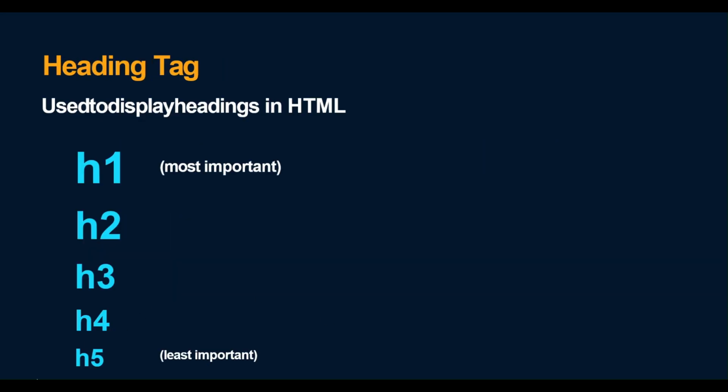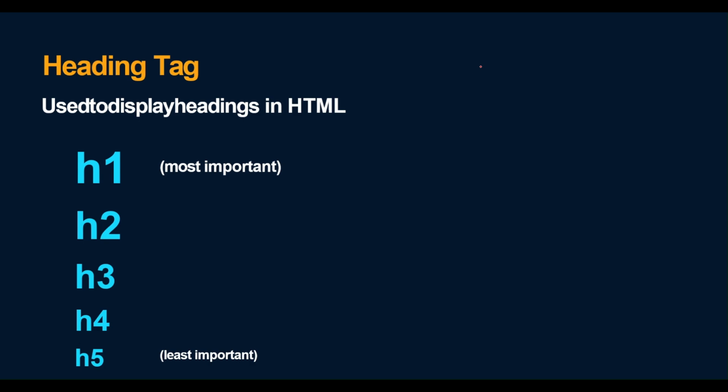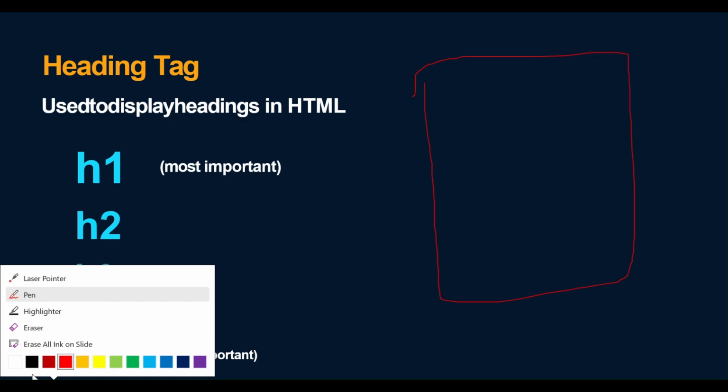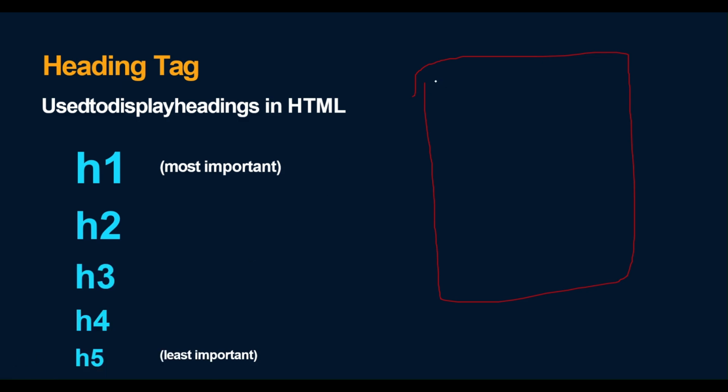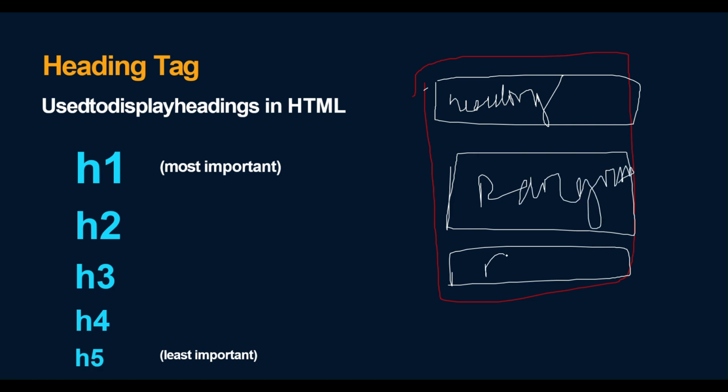So in the next step, what is the heading tag? Suppose I have a web page. This is my web page. I need to pass some heading also. There will be some heading, then some content paragraph, and some other content present here. Suppose I want to pass this as a heading here, and here I want to pass a paragraph, and here also I want to put a paragraph.